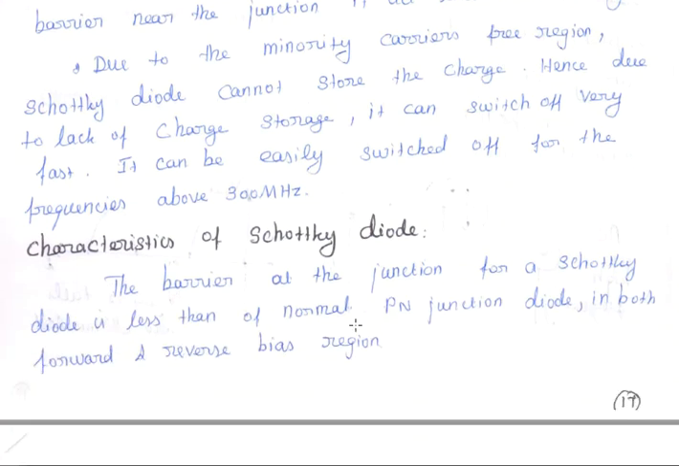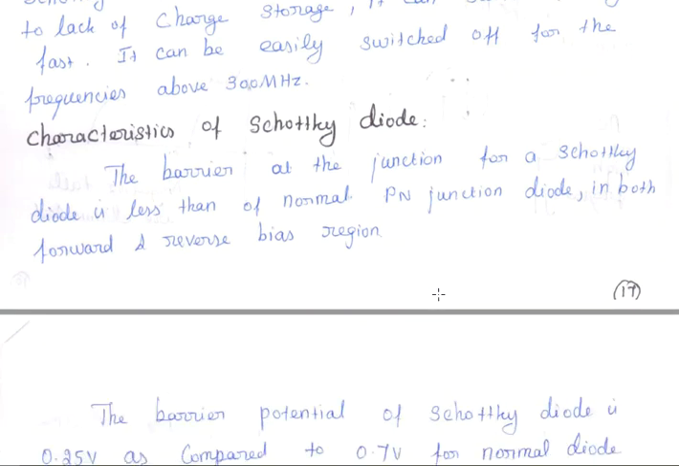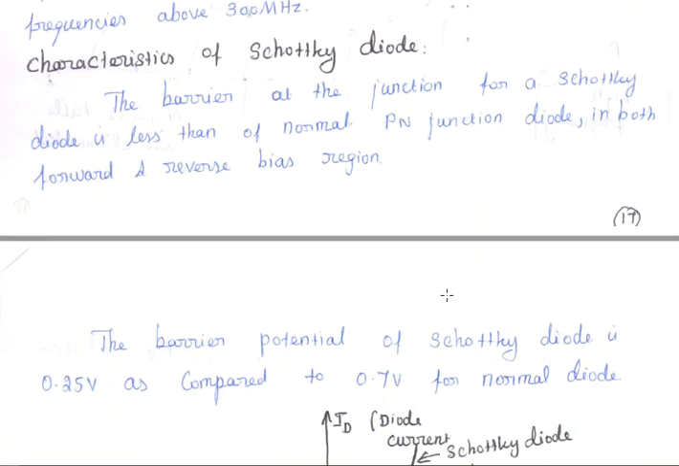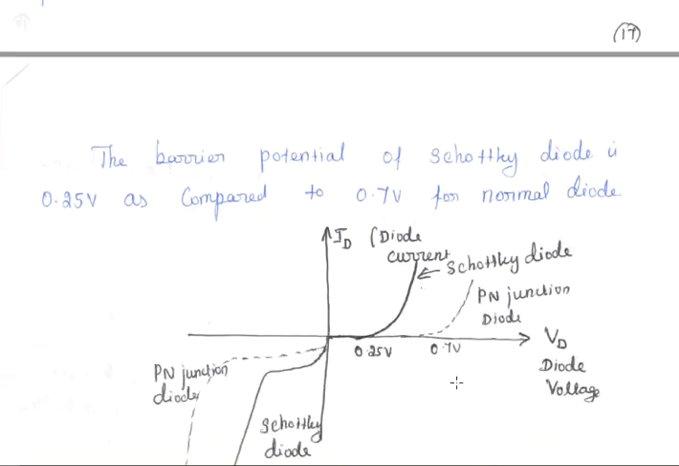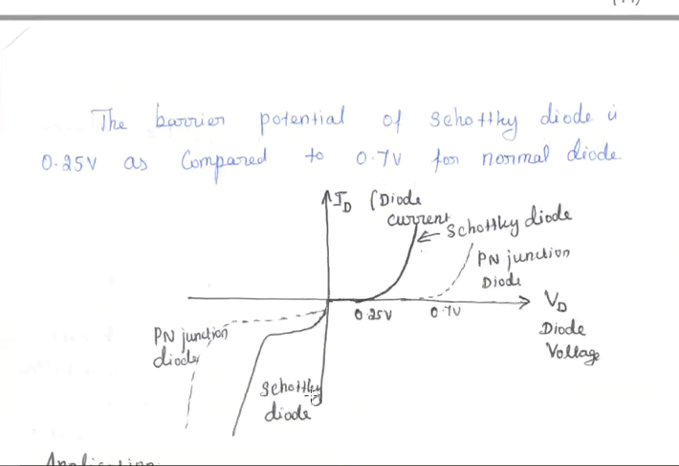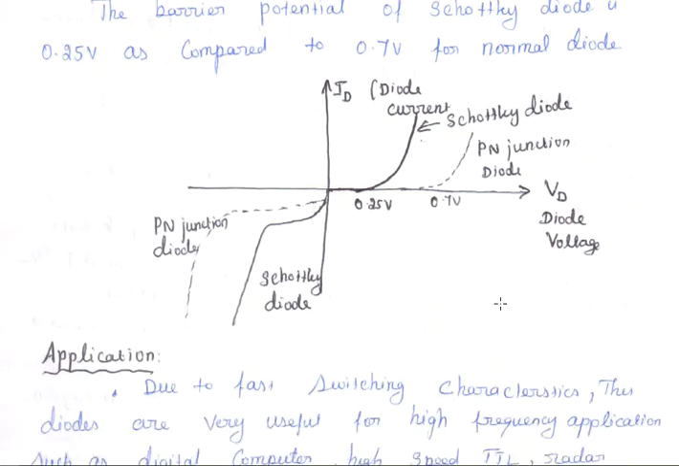So, let me conclude the topic with the characteristics of Schottky diode. The barrier at the junction for a Schottky diode is less than that of normal PN junction diode in both forward and reverse bias region. This diagram shows the forward and reverse bias characteristics of Schottky diode. The barrier potential of Schottky diode is 0.25 volt as compared to 0.7 volt for normal diode.